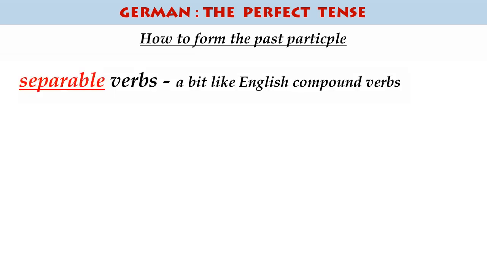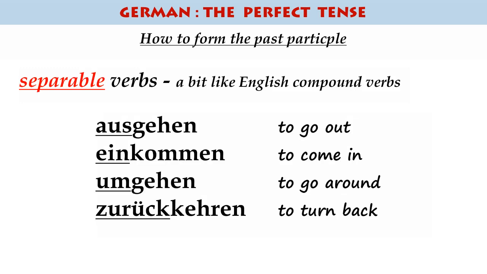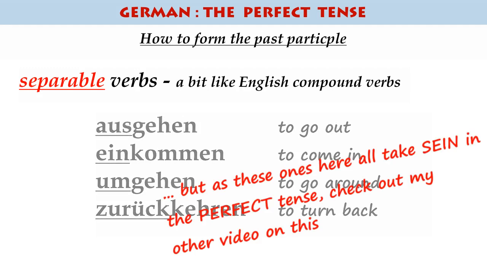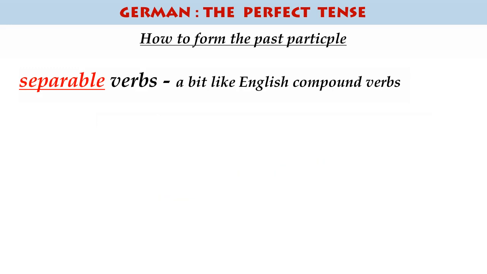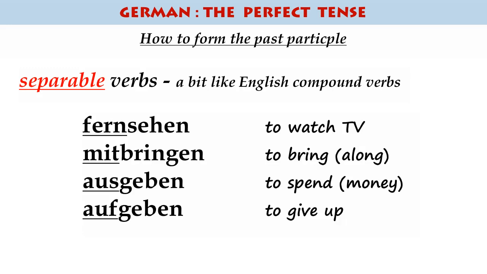Now, the next big thing that you need to think about for these past participles are separable verbs. Separable verbs, these are verbs a little bit like English compound verbs. To go out, to come in, to go around, to go back. Here are a few of them. Fernsehen, to watch TV. Mitbringen, to bring something with you. Ausgeben, to spend money, not to spend time.